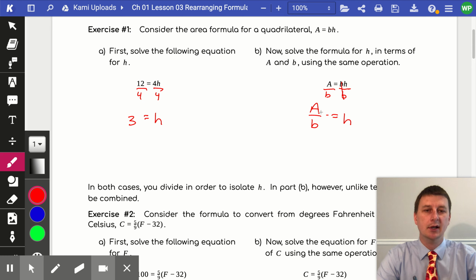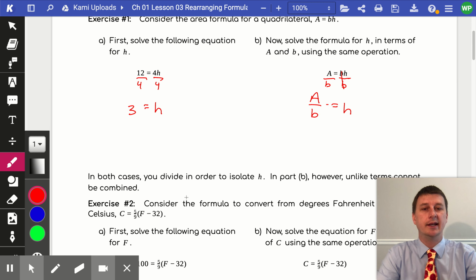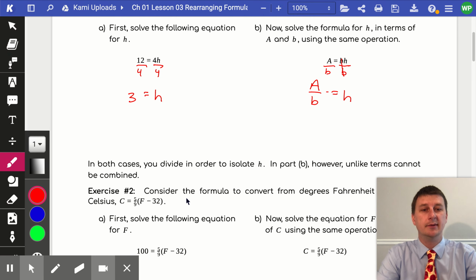So this is helpful because if we were given the area of a quadrilateral and the base, and we were looking for the missing height, we could just take the area divided by the base to find the height. So this is one application of rearranging formulas that would be useful to us. When we deal with much more complicated formulas in physics and algebra 2 and calculus, it might be helpful once you rearrange a formula to use that formula instead of the original one. So in both cases, you divide in order to isolate h. But in part B, unlike terms could not be combined.